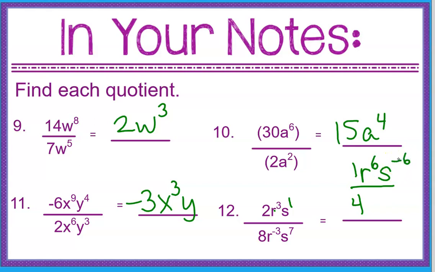Now that's a problem. You can't have a negative power in your answer. So anytime you have a negative power, you need to flip that item from the top to the bottom, right? From the numerator to the denominator, you're going to write the reciprocal. So I'm going to take this s to the negative 6. I'm going to flip it over, and once I do that, it becomes positive.